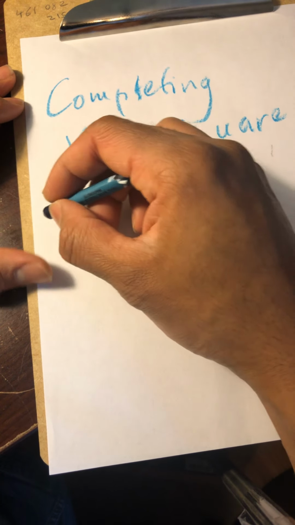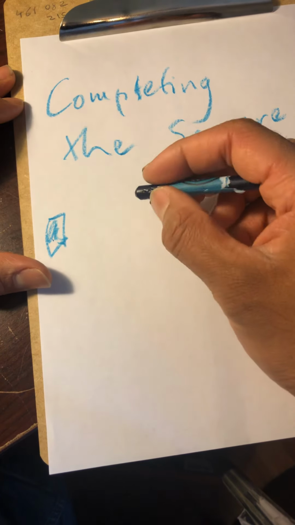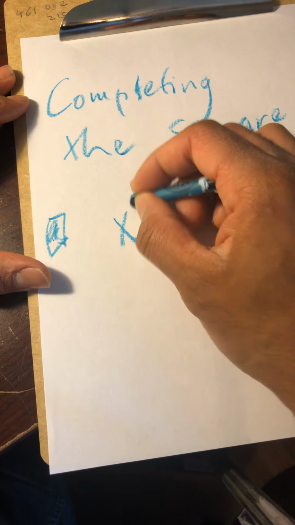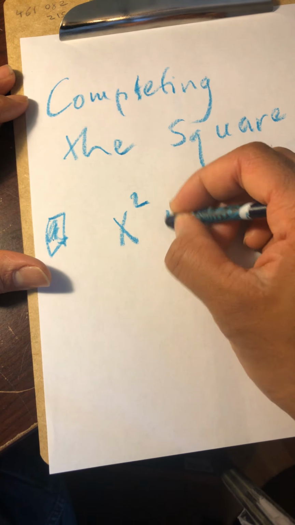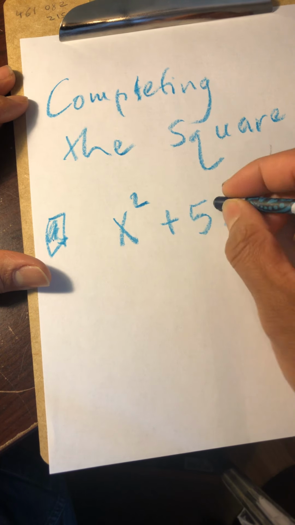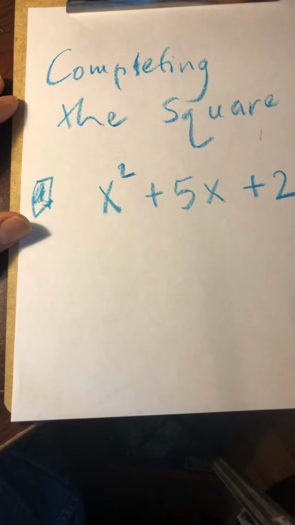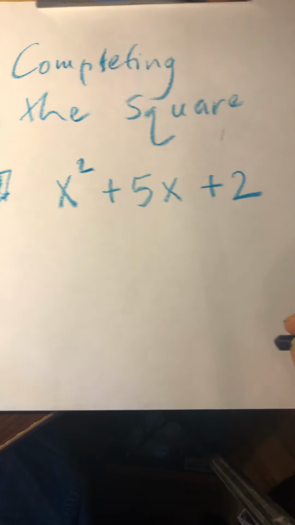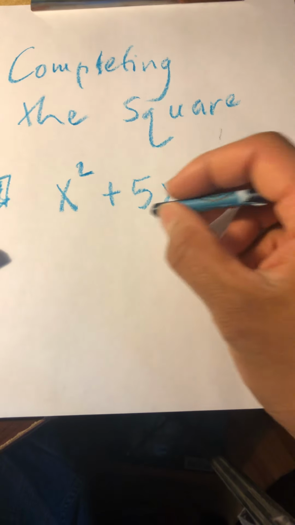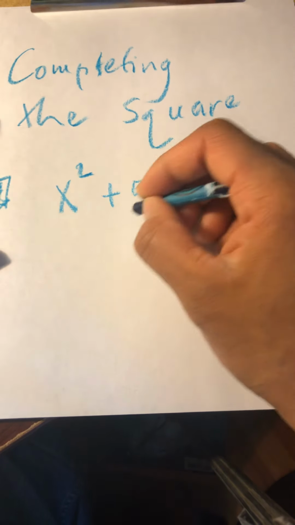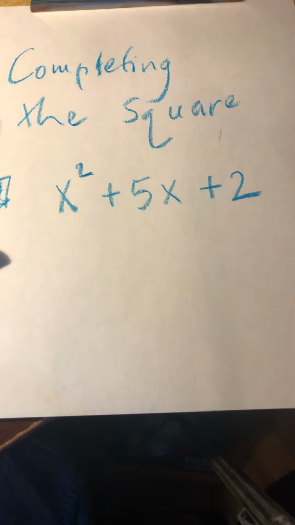All right, so let's look at this expression here. We want to complete the square. So I have x squared plus 5x plus 2. X squared plus 5x plus 2, and I want to complete the square. Now, what you want to do first is you want to identify your b.